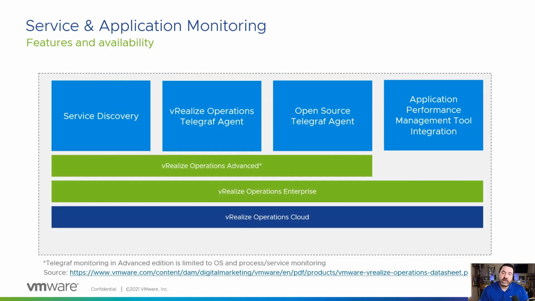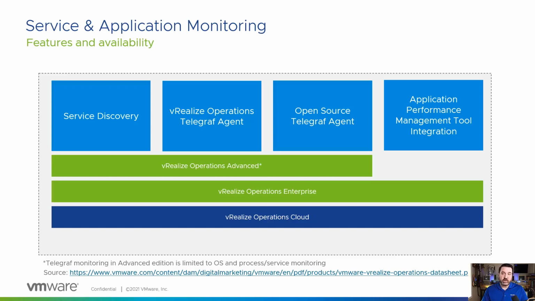Now, that asterisk that I was talking about before with the vRealize Operations Telegraf agent and, frankly, the open source Telegraf agent: we do support OS level monitoring. So if you're going to use either agent for monitoring those OS level metrics, and you have vRealize Operations Advanced, then you are entitled to install those agents. Once you start monitoring applications, that's where you need vRealize Operations Enterprise level licensing or vRealize Operations Cloud.